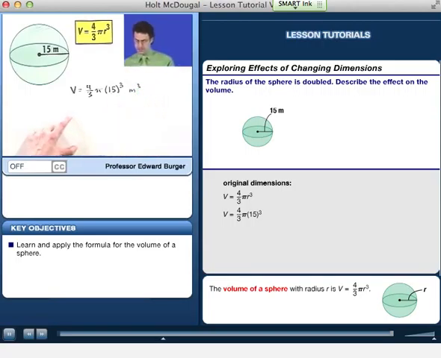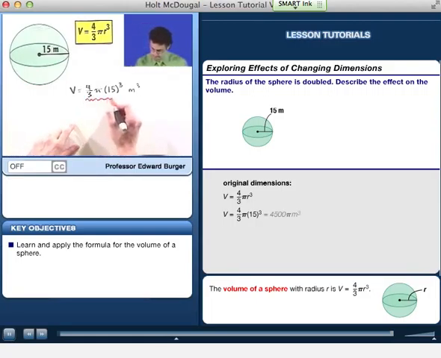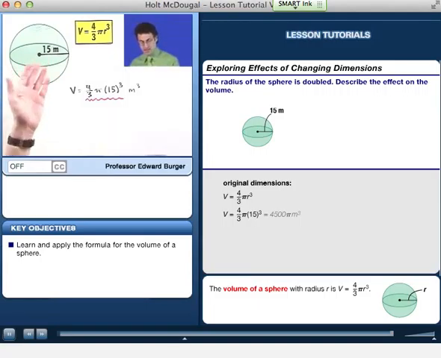You can plug 15 cubed into a calculator and simplify that, but that's not what I'm interested in. I'm not going to do that. So there's the answer. What I want to do is compare that to what happens when we actually take this and double it. So we're going to expand it like a big balloon.